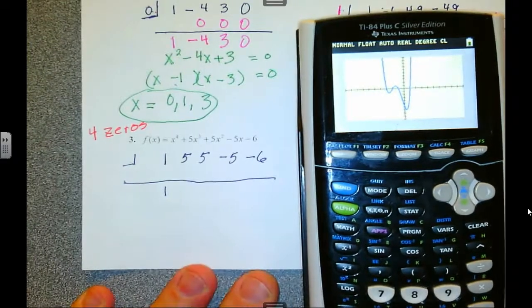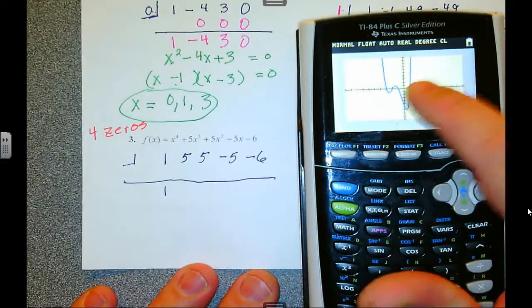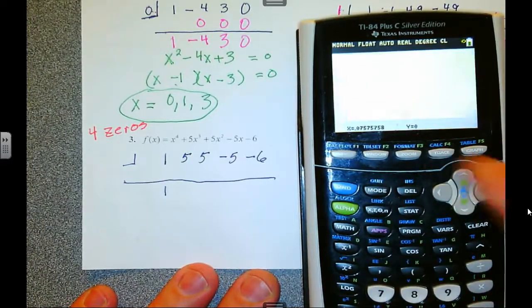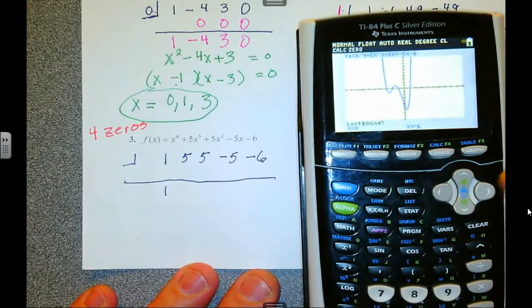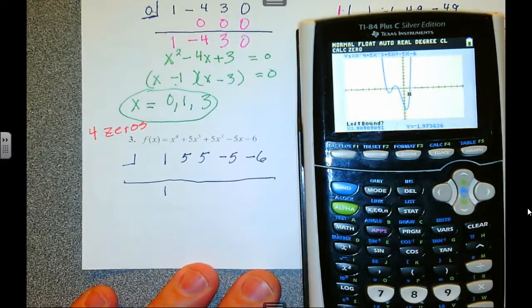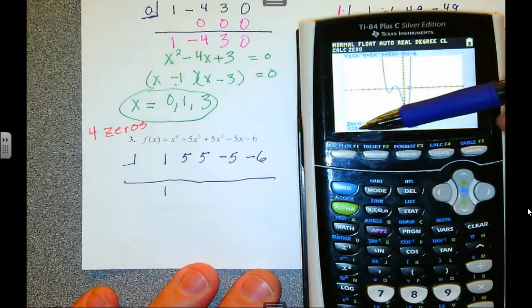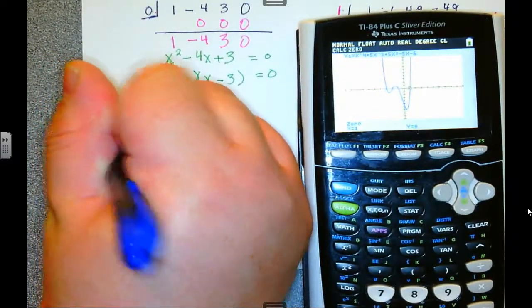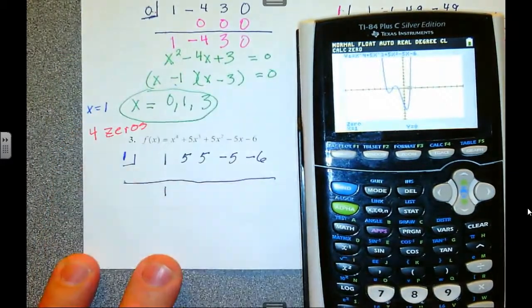Okay, I'm going to get a couple of these. I'm going to see if that's a 1 there. So I'm going to hit second trace. I'm going to find a 0. I'm going to see what zero this intercept is right there. Okay, so I'm going to do left bound, right bound, hit enter, and sure enough, I have a 1 here for one of my solutions. So I'm going to divide it by 1.